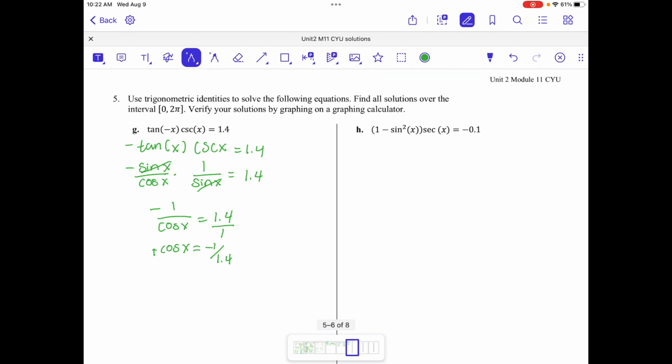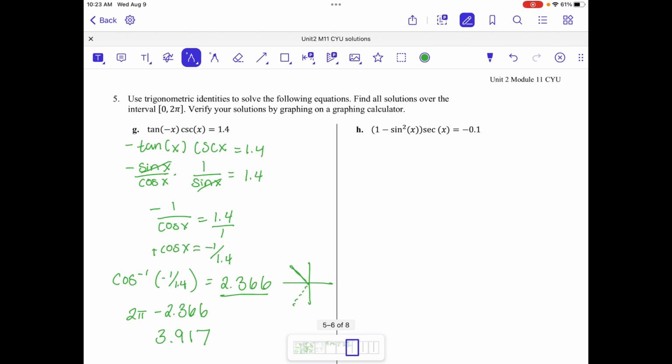The next step would then be to move on to using our inverse trig. So inverse cosine of that negative 1 over 1.4 would get us our first possible solution of 2.366. And yes, we should be working in radians. That angle would be in quadrant 2, so its matching value for cosine would be in quadrant 3. I can find that by doing 2 pi minus that value, and I wind up with 3.917 as my second solution.